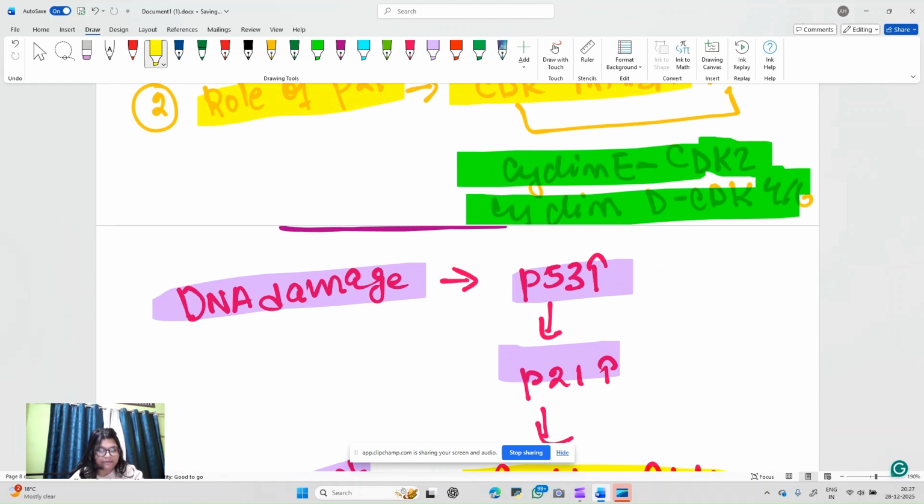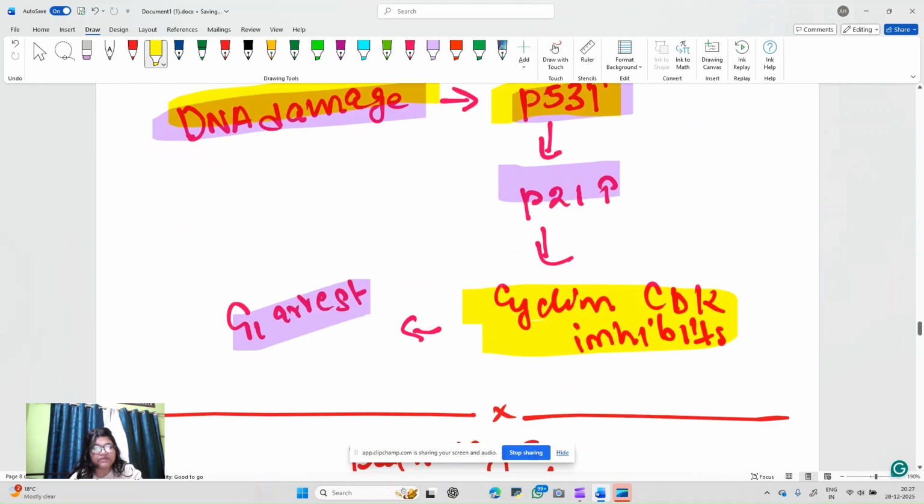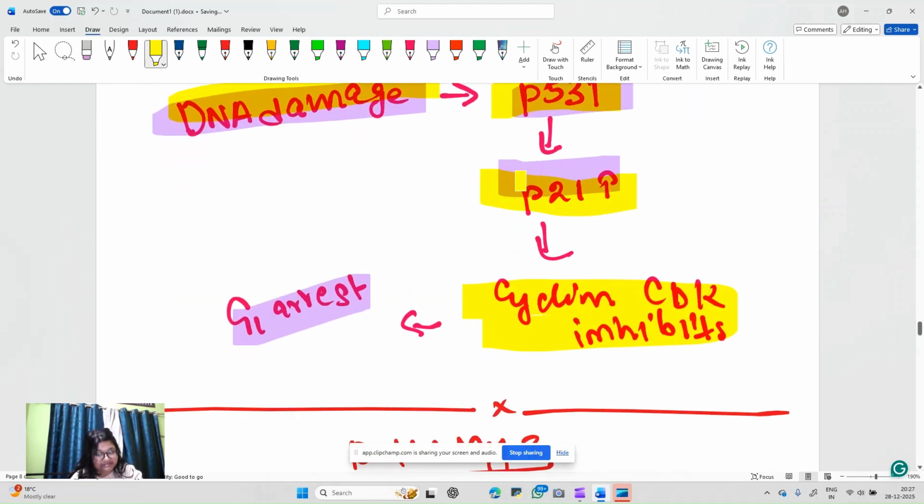DNA damage. What happens first? DNA damage is spotted. Then P53 gets increased. Then P21 gets increased or activated, we can say. Then the cyclin-CDK is inhibited, and then G1 is arrested.